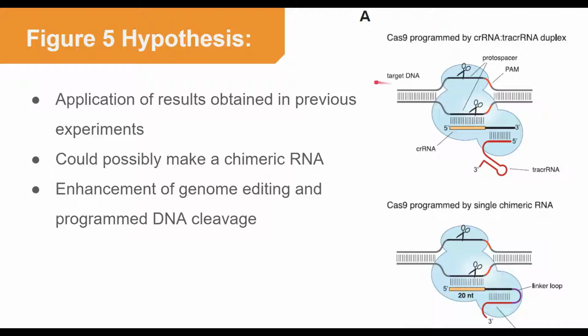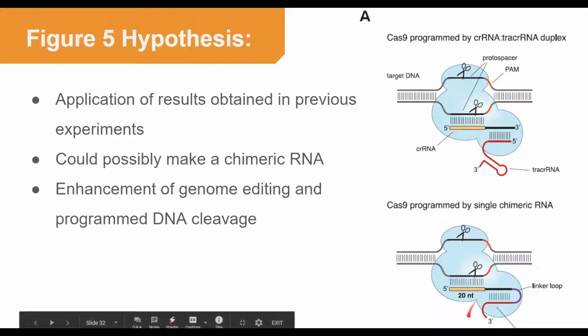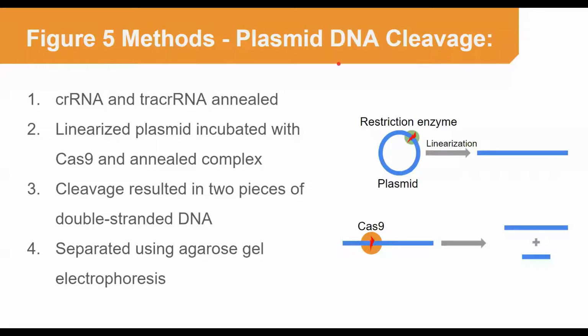And we can see this in Figure 5a, in which the top picture shows the naturally occurring system. We can see tracrRNA here and crRNA here. And in the engineered model that they showed, you can see that there is one long strand of chimeric RNA, and it has similar features as the crRNA and the tracrRNA, but it also incorporates this linker loop, which makes that hairpin structure. So first, I want to talk about the methods that were used to obtain the data before I actually get into the results.